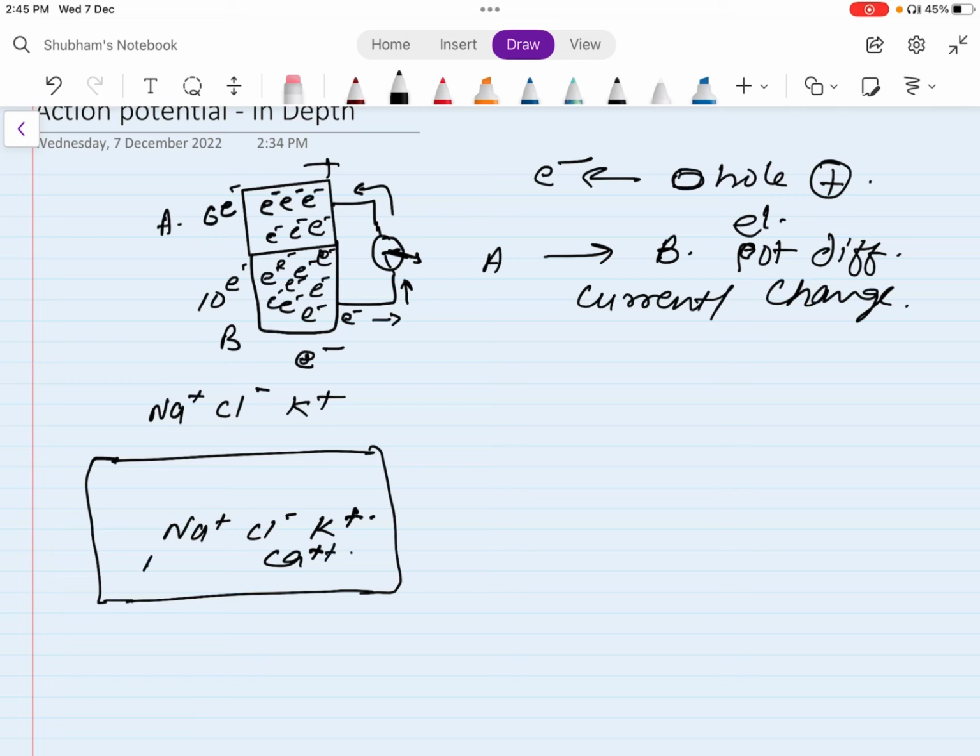Also, what else do we have here? Amino acids in proteins, right? They could be negatively charged or they could be positively charged. So we have an imbalance around the cell membrane. This is ECF and this is ICF.